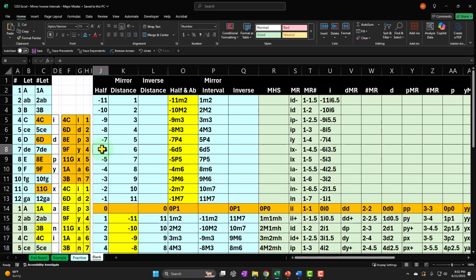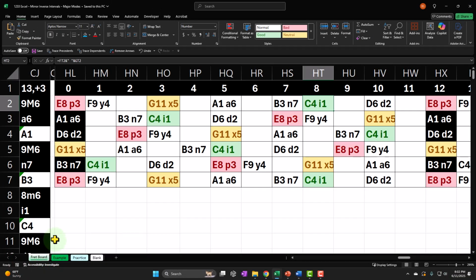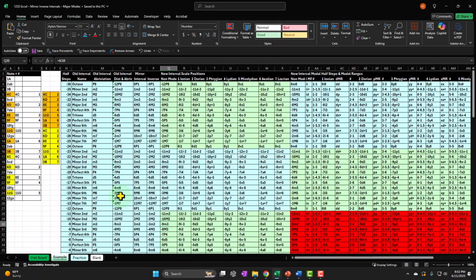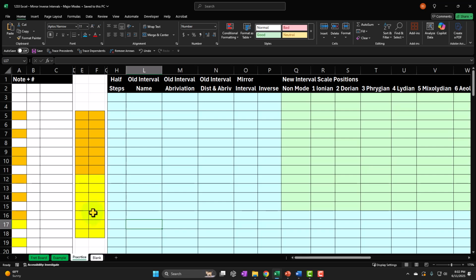If you do have access to this workbook though, there are 4 tabs down below. Fretboard, example, practice, blank. The fretboard tab has a simulated fretboard, which we will refer back to. The example tab has the finished product, in essence, the answer key. The practice tab has pre-formatted cells, so you can practice the practice problem with less Excel formatting.